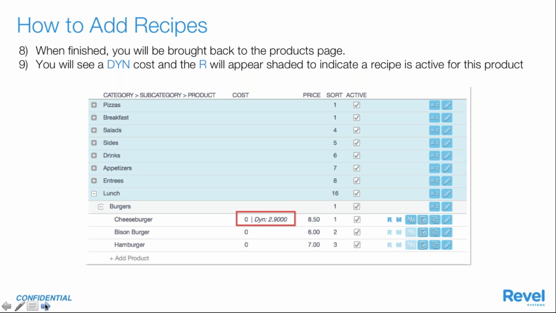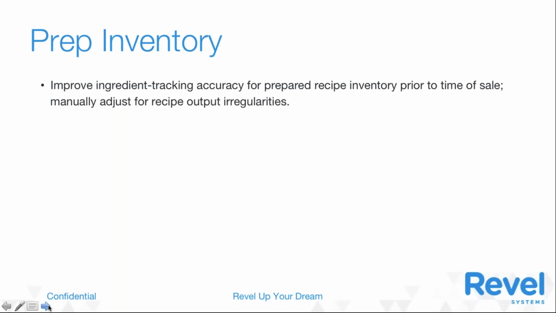Note, if you have completed all of these steps that we just went over and the dynamic cost is not appearing for you, that means that you need to turn on a setting under the settings tab in your management console, and you can start typing it in. It's called use ingredient cost to calculate product cost. That is the setting you're looking for. Check that box and click save, and it will then calculate the ingredient cost to give you this dynamic cost. Now we're going to jump into prep inventory.